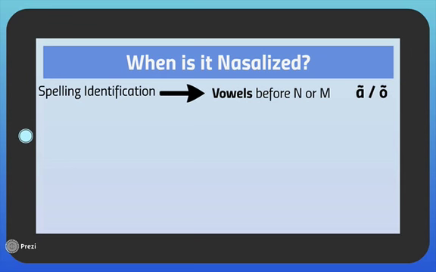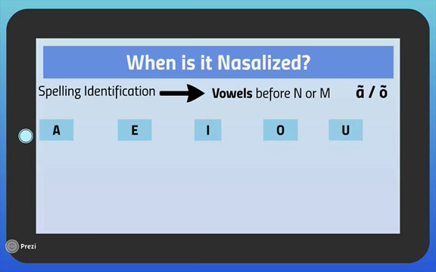Basically what you're doing is sending all the air through your nose instead of releasing it through your mouth, or half through your nose, half through your mouth. When you get a chance, try humming and then hold your nose, and you'll see what I mean. All 5 vowels in Portuguese can be nasalized, but they don't always have the tilde above them.